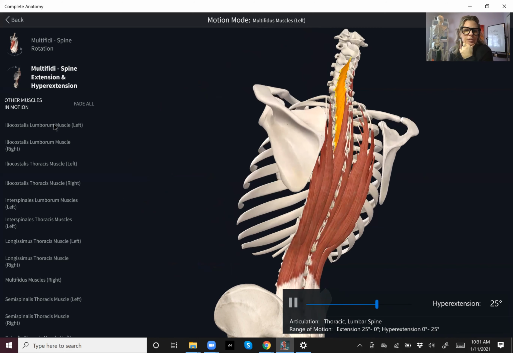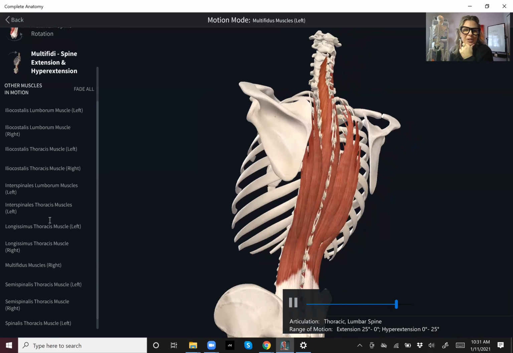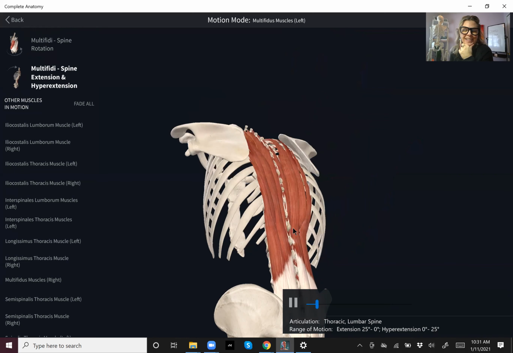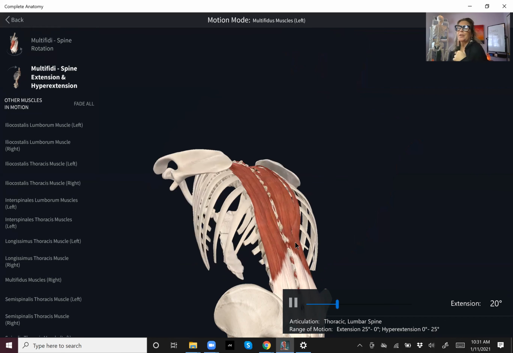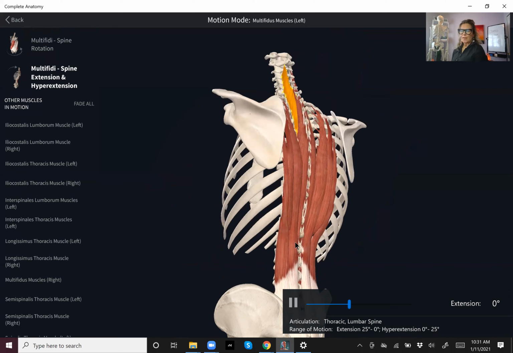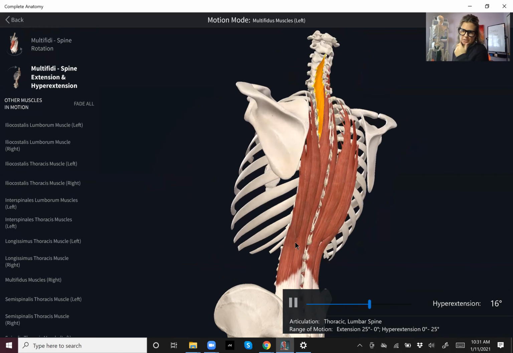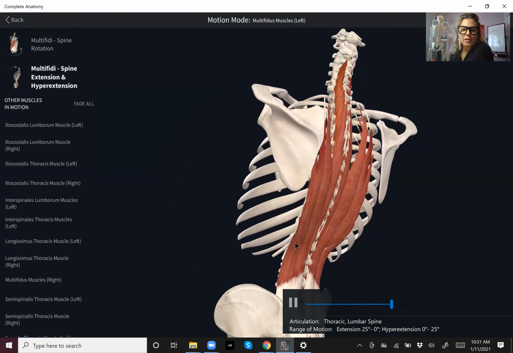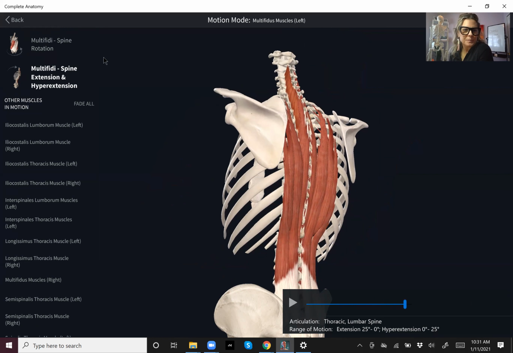Cool, huh? So you can see here on this side, there's a lot of other muscles involved in extension, and then in hyperextension. Technically, when we're talking about extension, we have this lengthening here, and then we come back, and it's sort of referred to as hyperextension, but it's okay. You can just refer to them both as extension. So we'll pause that and go back.